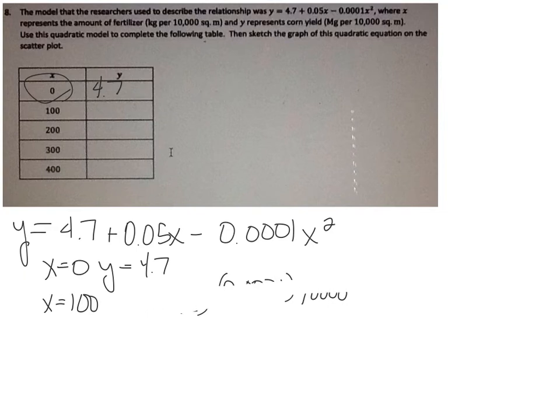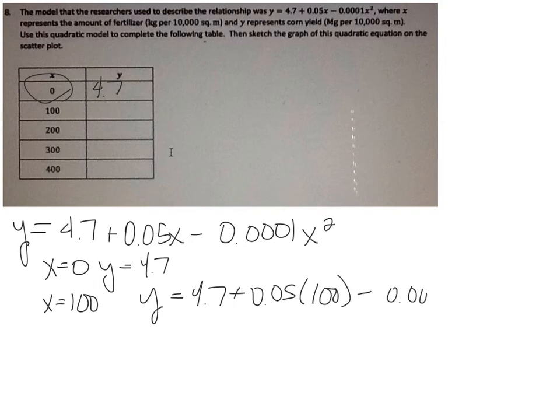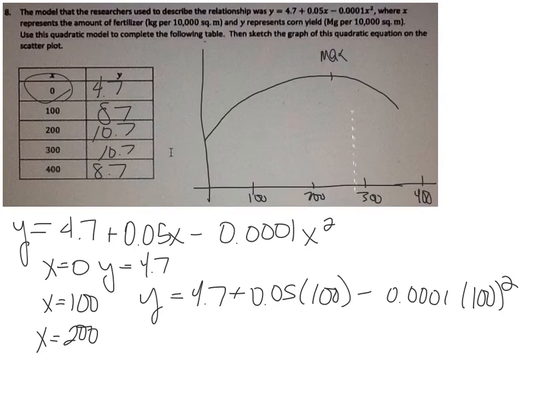My layout here is awful, sorry. So y equals 4.7 plus 0.05 times 100 minus... okay, calculate that. I've got 8.7. Okay, you get what I'm doing? I'm going to push pause and finish this, and you can finish it on your own and fill in your chart. All right, there you go.